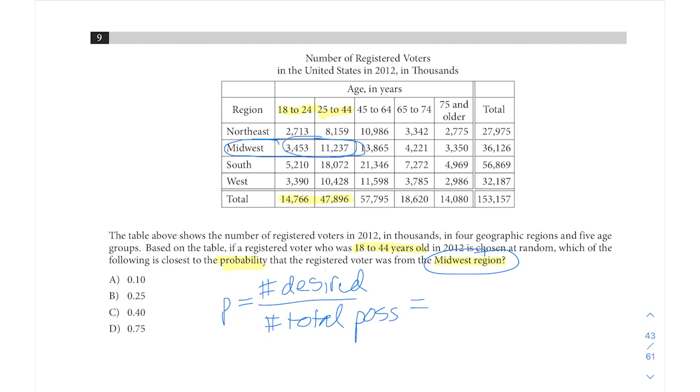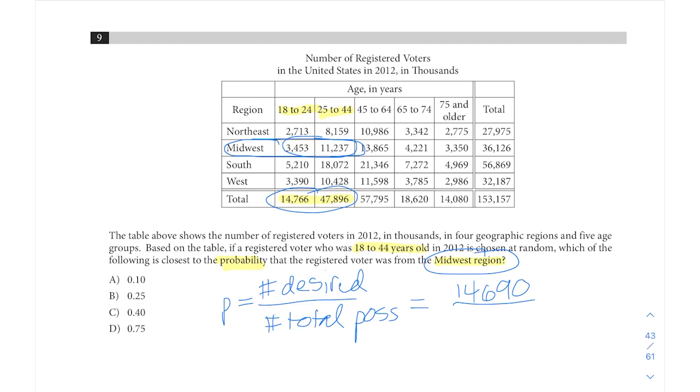And for this, our desired results would be this 3,453 and 11,237. And when we add those, we get 14,690. And then for our total, we're adding together these two values here.